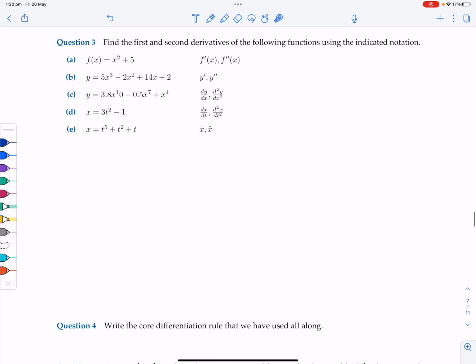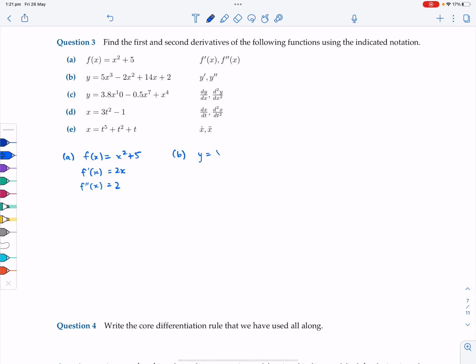Question 3. Right, easier now. We're finding the first and second derivatives of the following functions using the indicated notation. Here's the indicated notation. There's a lot of different notation, right? So the differentiation here is easy, and the notation's not hard, just something for you to get used to. So if I've got f of x equals x squared plus 5, then f dash x is 2x, and f double dash x is 2. So that's the notation that we're being used to.